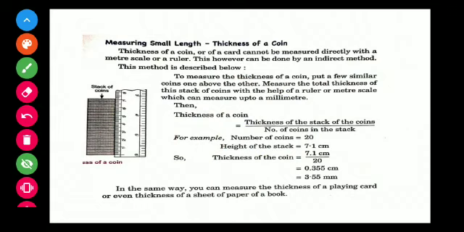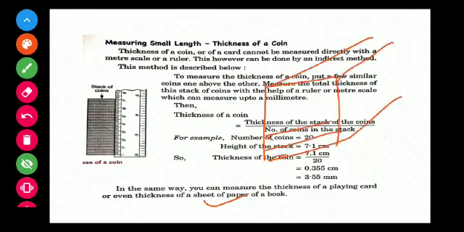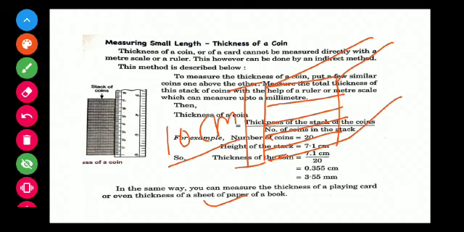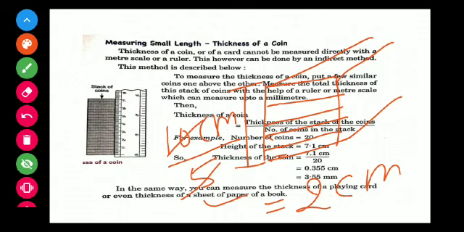Similarly, we can measure the thickness of sheets. We want to measure the thickness of sheets. There are 5 sheets: 1, 2, 3, 4, 5. Then measure the total thickness. Let the total thickness of the sheets be 10 centimeter. Divide by the number of sheets, which is 5. Therefore, the thickness of a single sheet is equal to 2 centimeter. So with the help of the indirect method, we measure small lengths.